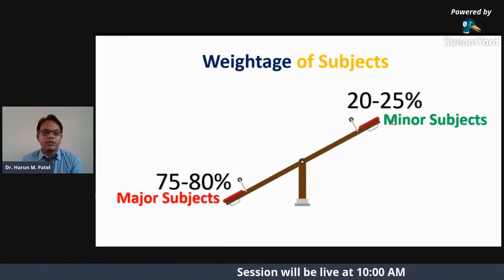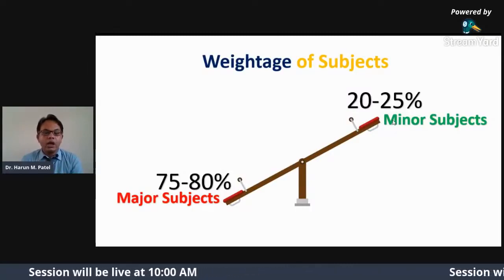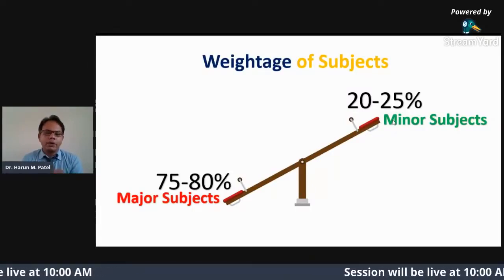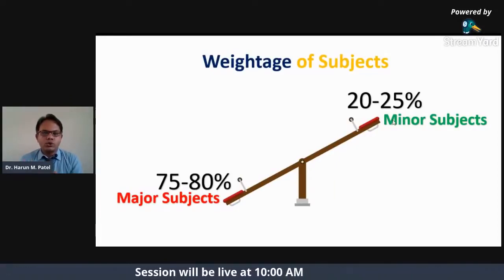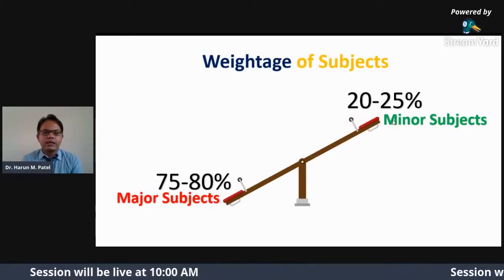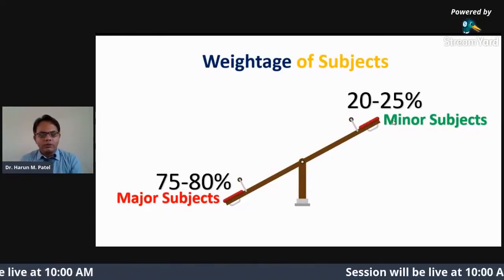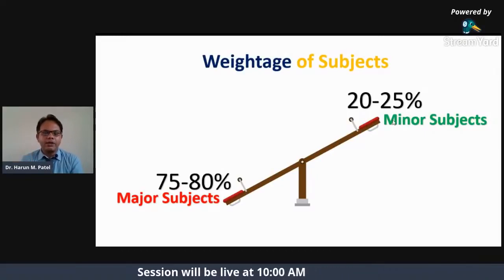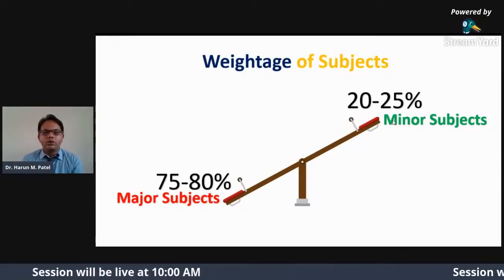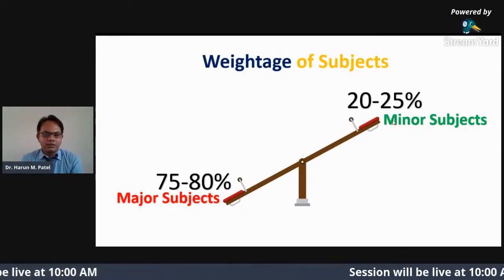This slide again indicates that if you are from the qualifying category or the moderate category, you must focus on the major subject. But at the same time, there are some questions in the minor subject. So I'll say that along with the major subject, if you're from the qualifying or moderate category, you should also study the minor subject.